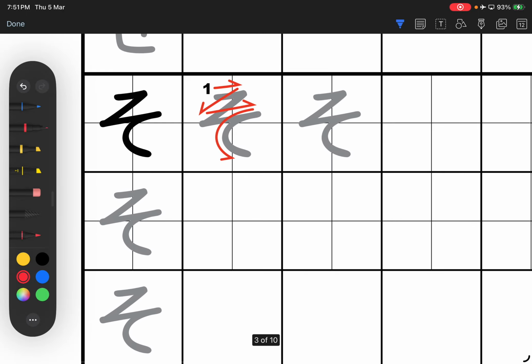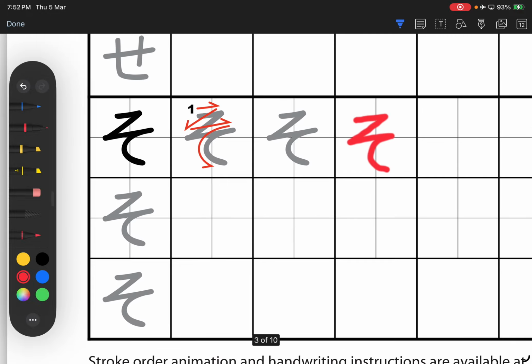Okay, next we have so. Okay, so is just one stroke. You can see it's just one stroke. Watch carefully. 1, 2, 3, 4. It's just one stroke. So you can imagine it as a Z with a bracket at the bottom. Just one stroke. So far, so good. Okay, good.